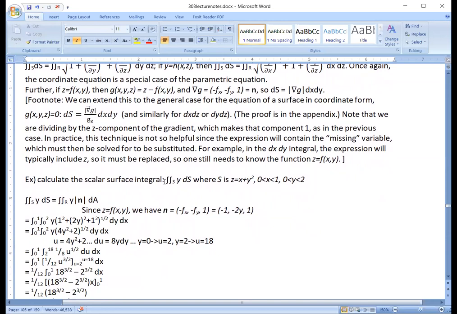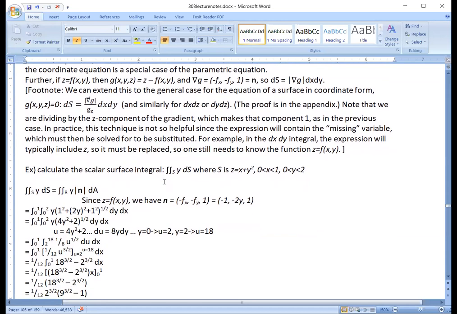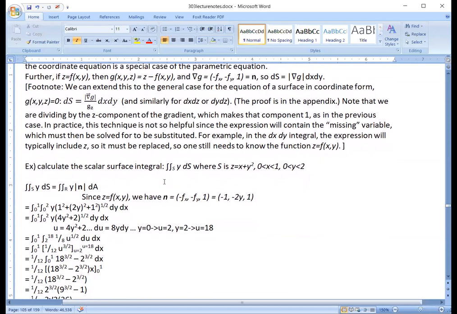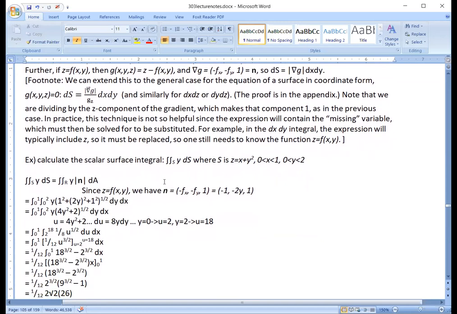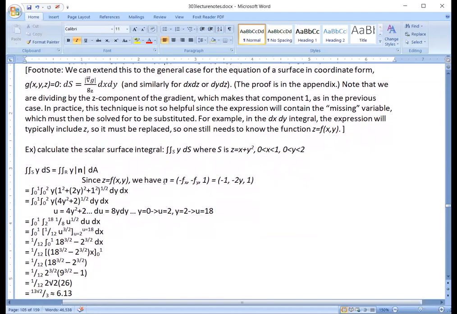You could leave it like this, or you could do a little simplification. If you factor things out, it works out a little bit nicely because you wind up with 9 to the 3/2, which is actually 27. So you wind up with 1/12 times 2 rad 2 times 26. So you just get 13 rad 2 over 3, which is approximately 6.13. But again, those last couple steps were just simplifying radicals. All the calculus work was before that.